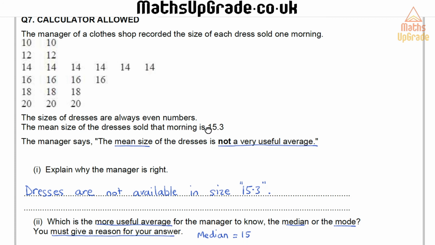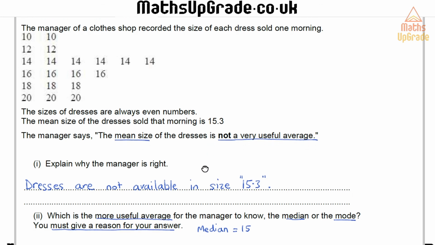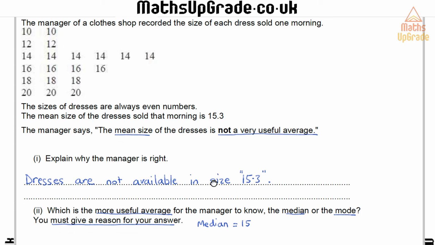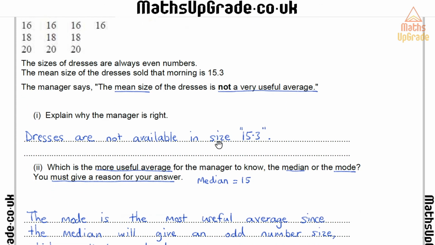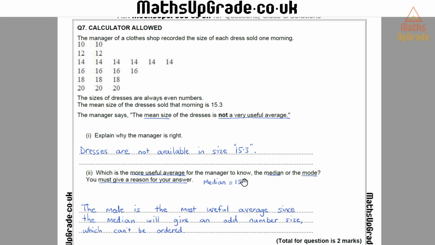So part 2, which is a more useful average for the manager to know, the median or the mode? You must give a reason. Well, if you find the median, it is 15. That's the middle number. The mode would be the most useful, since the median again gives us an odd number size. The median gives us a size of 15, which you cannot order dresses in. Whereas the mode would definitely give us either 14 or 16 or 18. So the mode in this case gives us 14, which is something that the manager can order. So that question there was 2 marks.